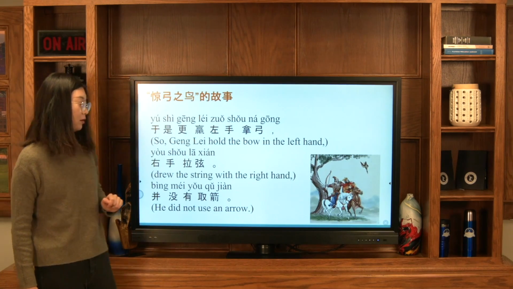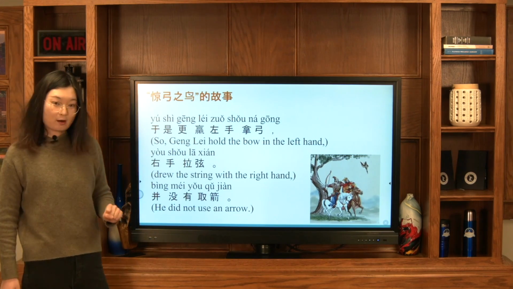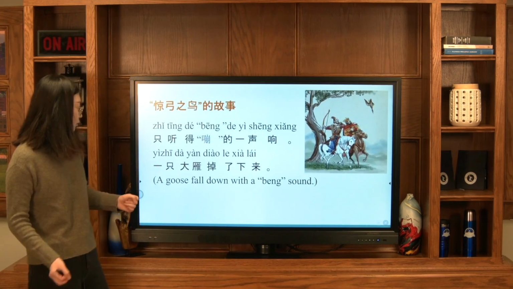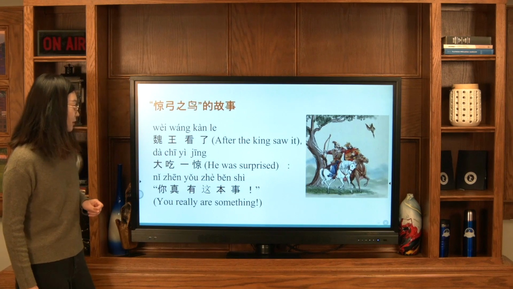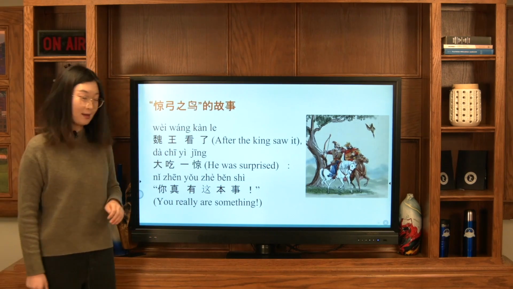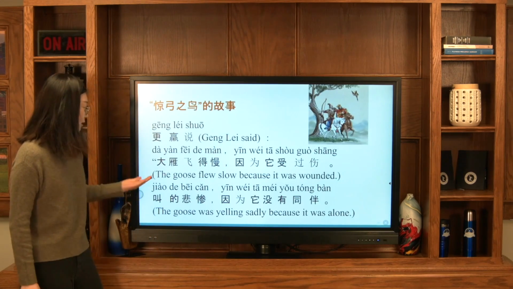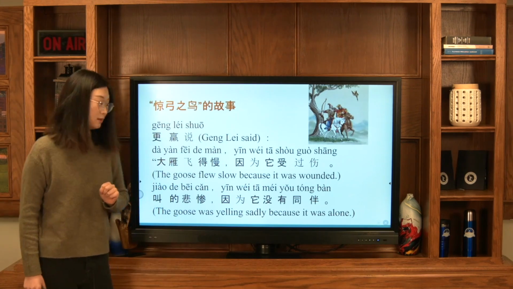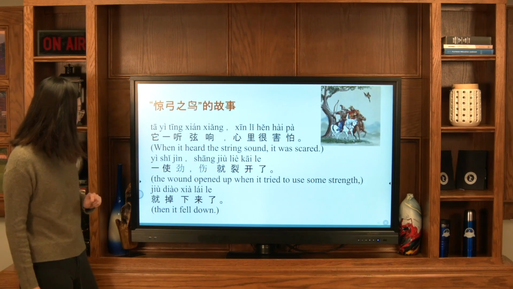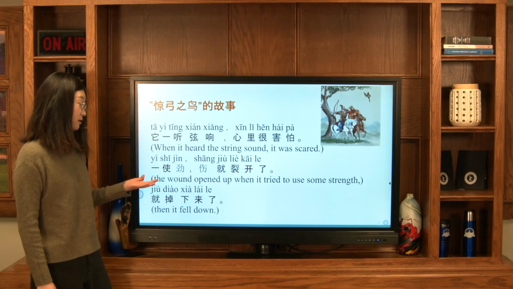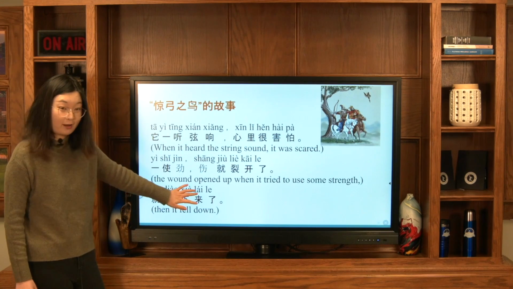So Geng Lei held the bow in his left hand and drew the string with his right hand. He did not use an arrow. And then with a sound, bang, the goose fell down. After the king saw it, he was surprised and said to Geng Lei, "You really have some skills." And Geng Lei said, "The goose flew slowly because it was wounded, and it was crying sadly because it was alone and had no companion. So when it heard the string sound, it was scared. When it tried to use some strength, the wound opened up, so it fell down."